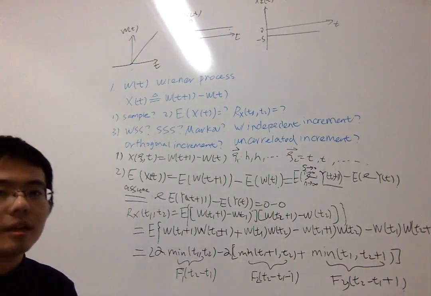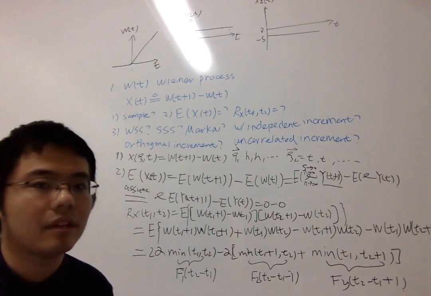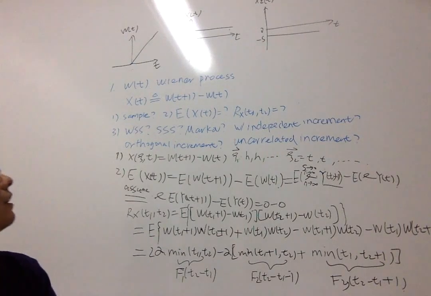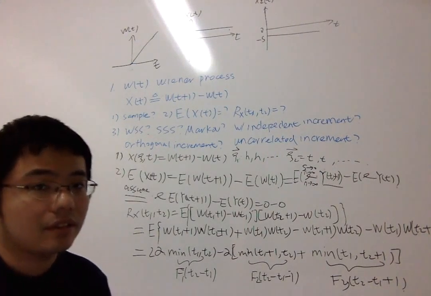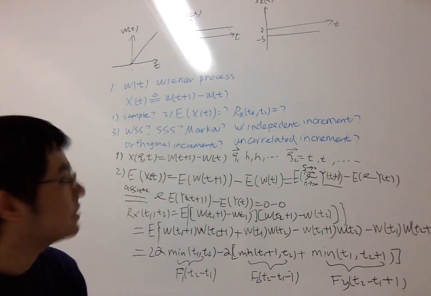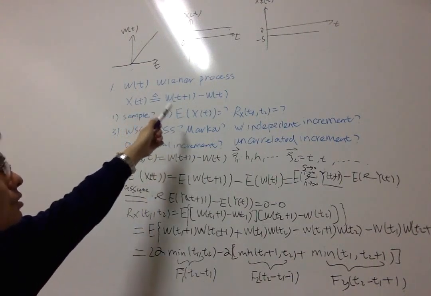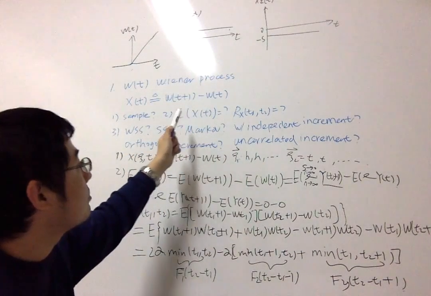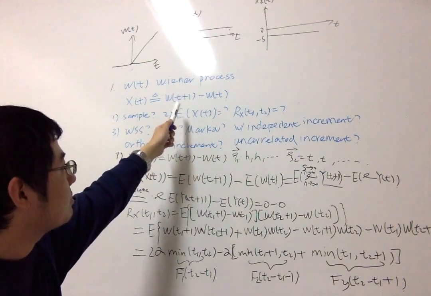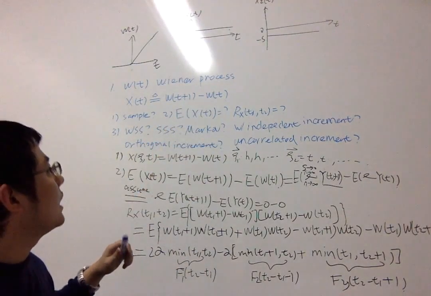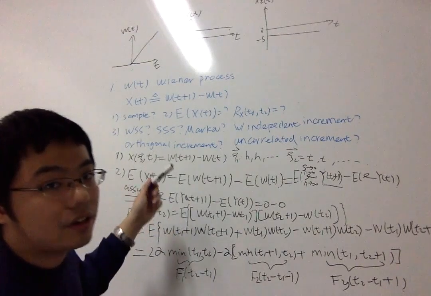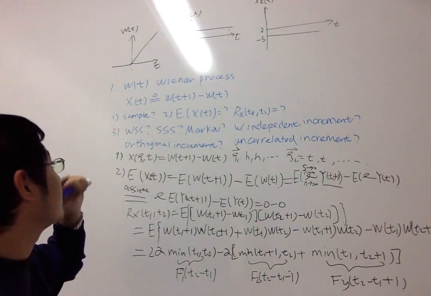This is the first assignment after the midterm exam that requires videos. The first question defines a kind of difference between two Wiener processes. It's like that: xt equals wt minus t plus 1 minus wt. And there are several questions regarding these stochastic processes.